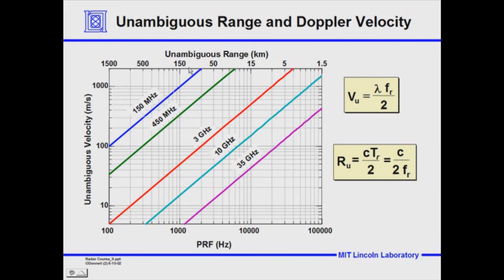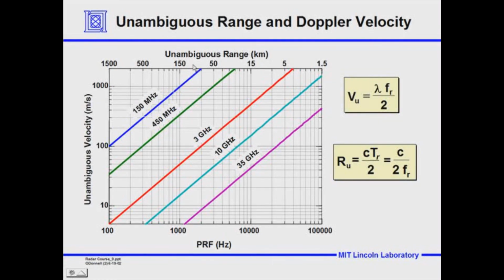You can't unambiguously measure targets out to arbitrary range and arbitrary radial velocity with one set of pulses. And we'll get to, in later pieces of the lecture, how you do that unraveling of the ambiguities to actually measure the velocity. But let's look now at these first two things.